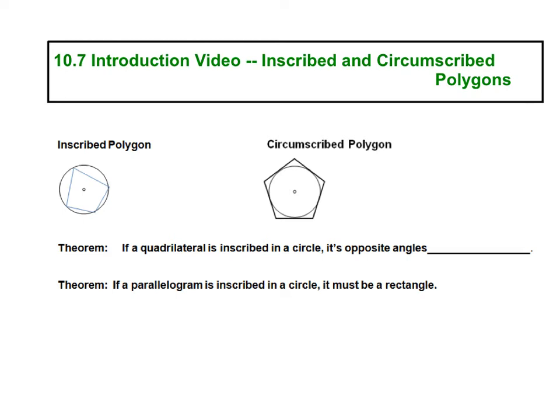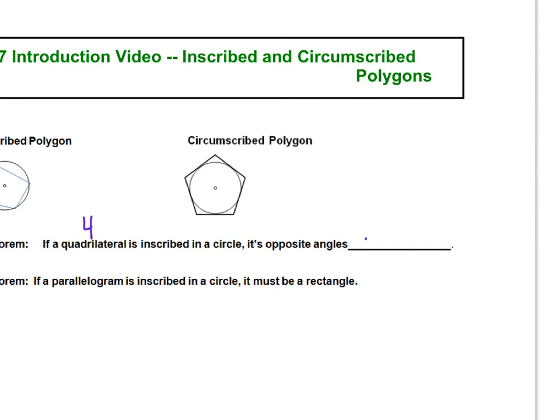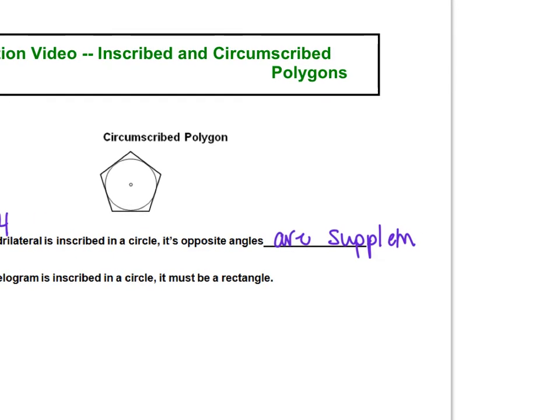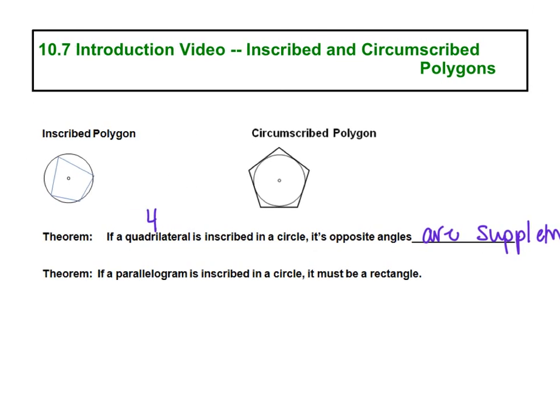All right, so a couple of theorems to go with that. Actually, they kind of go with the inscribed one. So if a quadrilateral is inscribed in a circle, so if the polygon has four sides, remember quadrilateral means four sides, its opposite angles, ready to write something in, are supplementary. Now, what does supplementary mean again? That's when two angles add up to 180 degrees. So we're saying that the opposite angles will add up to 180 degrees.